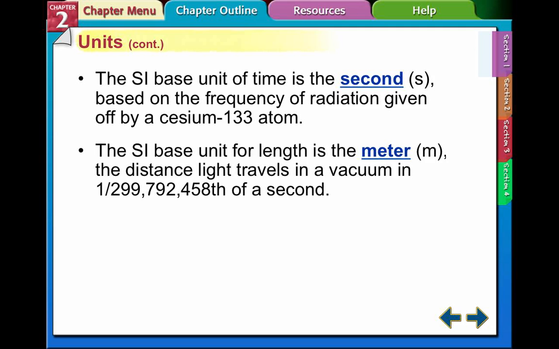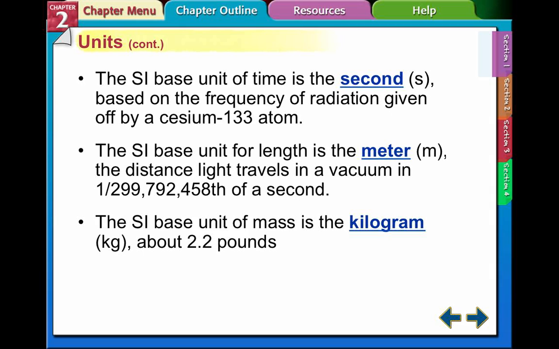Okay, so here are some of the base unit definitions. The second is based on the frequency of radiation given off by a cesium-133 atom. So that's how they determine what a second is. The meter is the distance light travels in a vacuum in that specific amount of time. So that's how they determine what a meter is. And a kilogram is about 2.2 pounds. So there is a specific standard of measurement that each of these are.